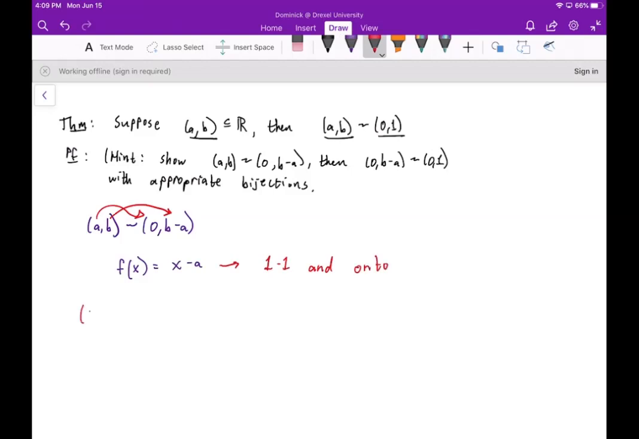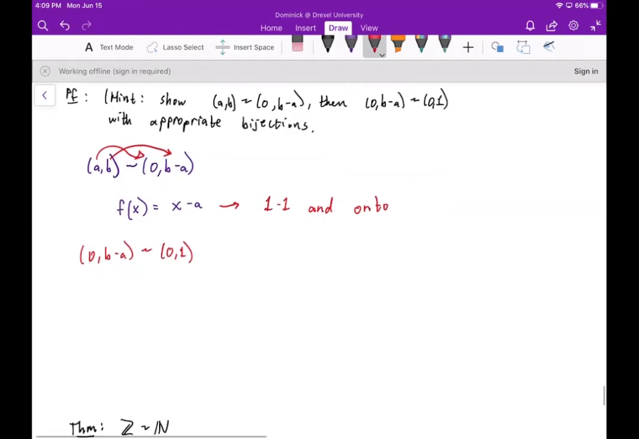Now we want to show that (0, b minus a) is equivalent to (0, 1). The way we do that is by taking f of x equal to x over b minus a. When we plug in 0, we get 0 back. When we plug in b minus a, we get b minus a over b minus a, so that gives us 1. And this is also 1-to-1 and onto.